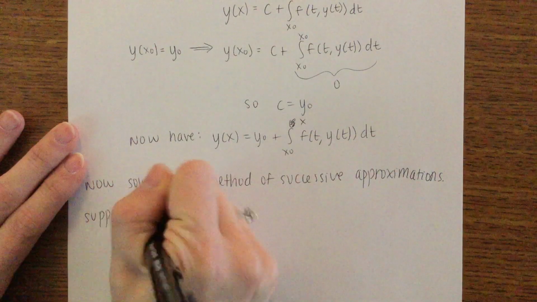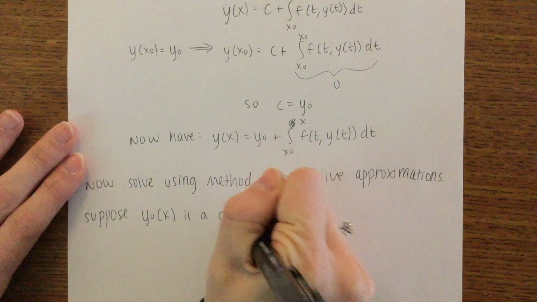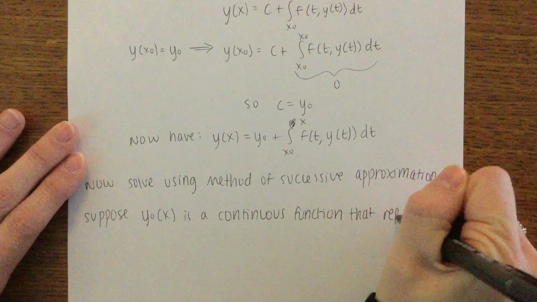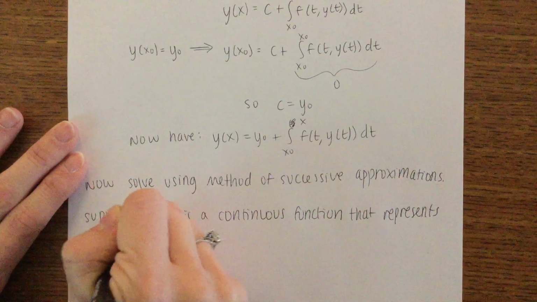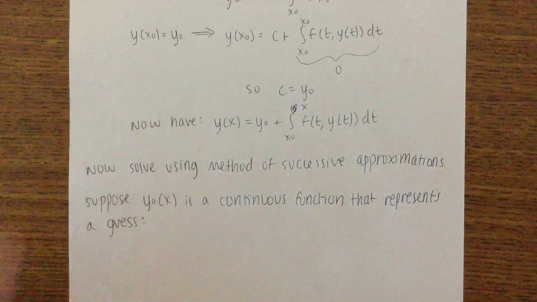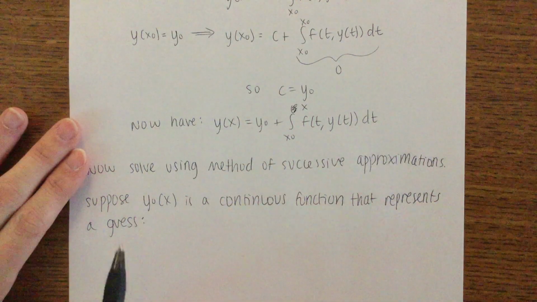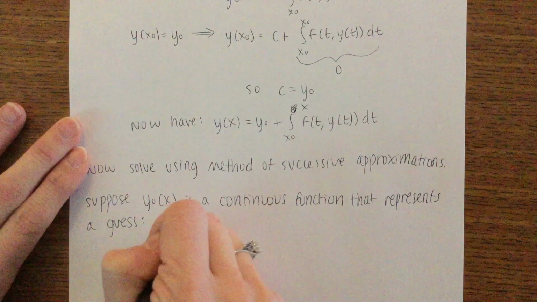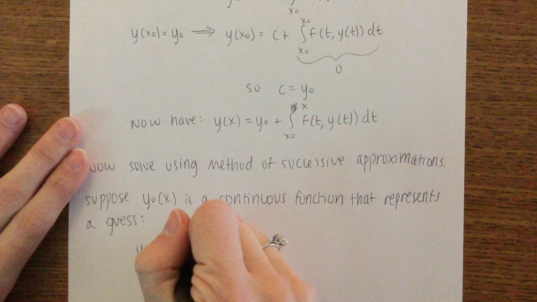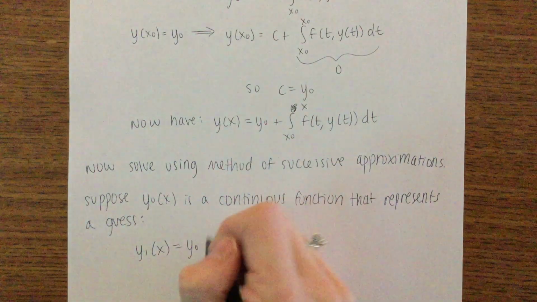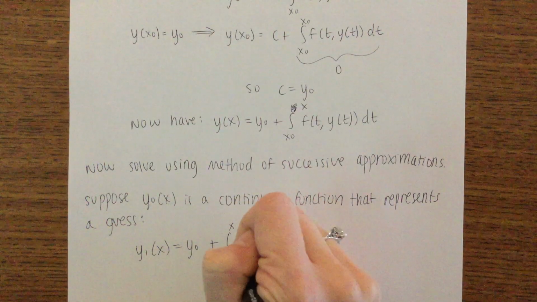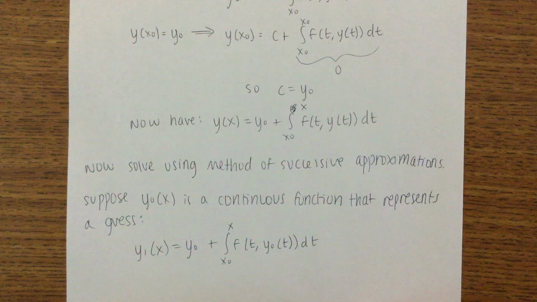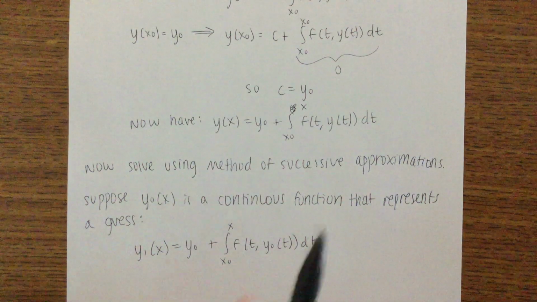Here's the idea. We are going to suppose that y sub 0 of x is a continuous function that represents a guess to the solution. So we're going to take a guess as to what the solution is. Here's the idea with successive approximations then. You're going to start with this solution that you guess to be the solution. Then you are going to find the next y. So that's going to be a better approximation. That's going to be the y value that you started with, and then you're going to integrate from x sub 0 to x of f of t, comma, y sub 0 of t, dt. We hope that this approximation is better than our initial guess.